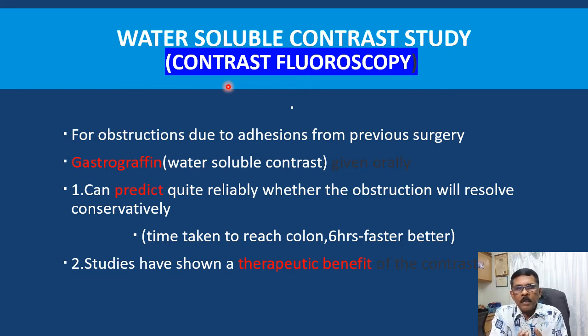Once given orally, it has two functions. It can predict quite reliably whether the obstruction will resolve with conservative treatment. And this is done by checking the time taken for the oral contrast to reach the colon. Normally, it should be within 6 hours. If it is delayed more than 6 hours, then the chances of recovering without surgery is very slim.